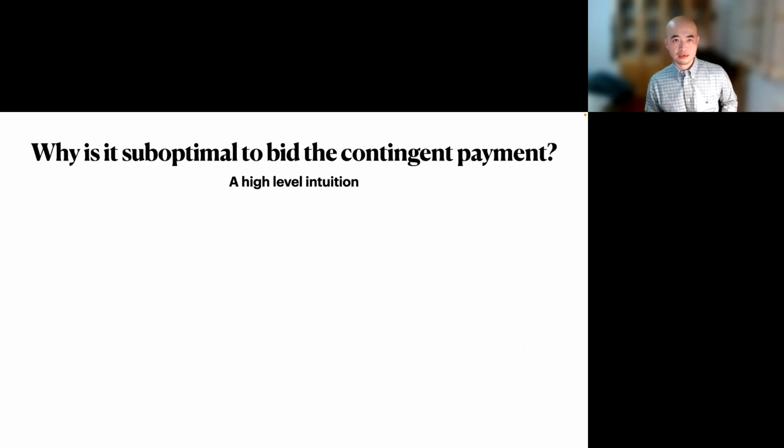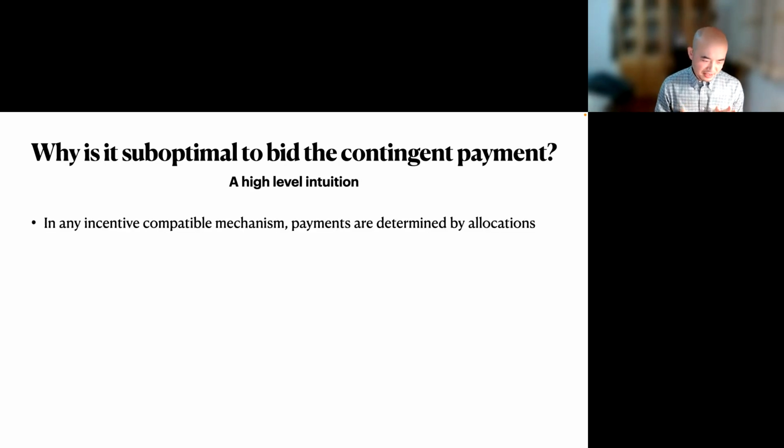So let me explain that. Is it clear what I'm explaining? I hope it is somewhat intuitive. It seems intuitive that the DSP should simply bid the contingent payment to the center, I mean, if the center's auction is IC. It turns out not to be the case.